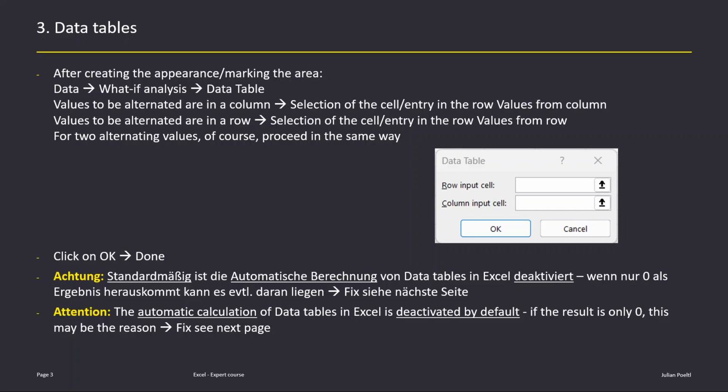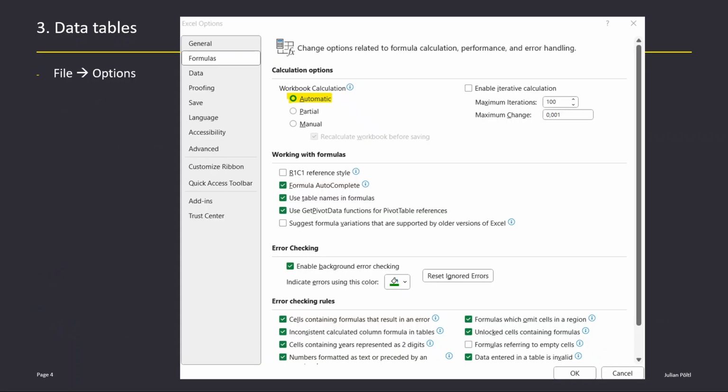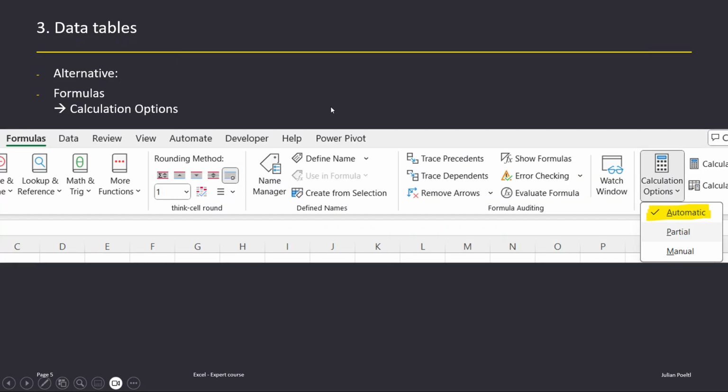And then you need to pay attention because the automatic calculation of data tables in Excel is deactivated by default. For example, if your result is 0, this may be the reason, and then you need to go to the fix. And the fix you could have either under File and Options. You need to click on Workbook Calculations and on Automatic. And also you could go on the Formulas and Calculation Options and click there on Automatic.